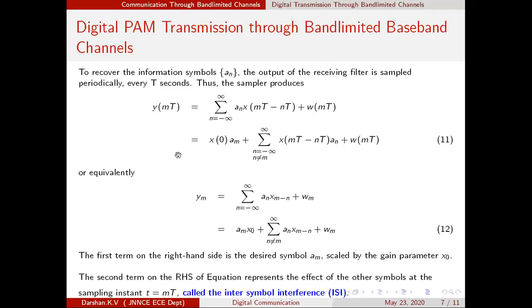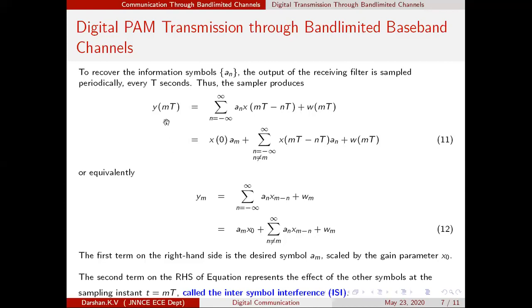Now if you observe equation 11 again, what is present in the LHS? In the LHS you have y of mT, that is the sampled value. Which sample value are you taking, that can also be explained. So which sample are you taking? You are taking the mth sample. This m tells the sample number. So this is the sample value.